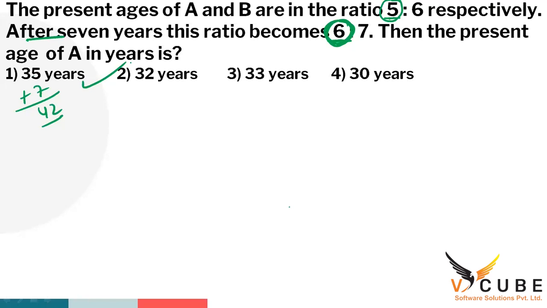Okay, so find out the present age of A. Present A is 5 parts. After 7 years, A is 6 parts. Go through option verification. The first option is 35. 35 is a multiple of 5. Yes, 5 sevens are 35. After means plus. How many years? 7 years. 35 plus 7, 42. 42 is a multiple of 6. Yes, 7 sixes are 42. That's why option 1 is the right answer. A's present age is 35. Clear, all of you?